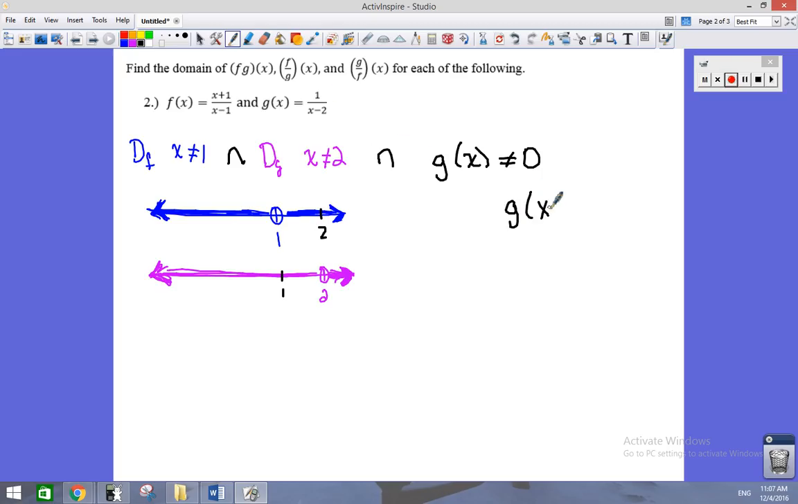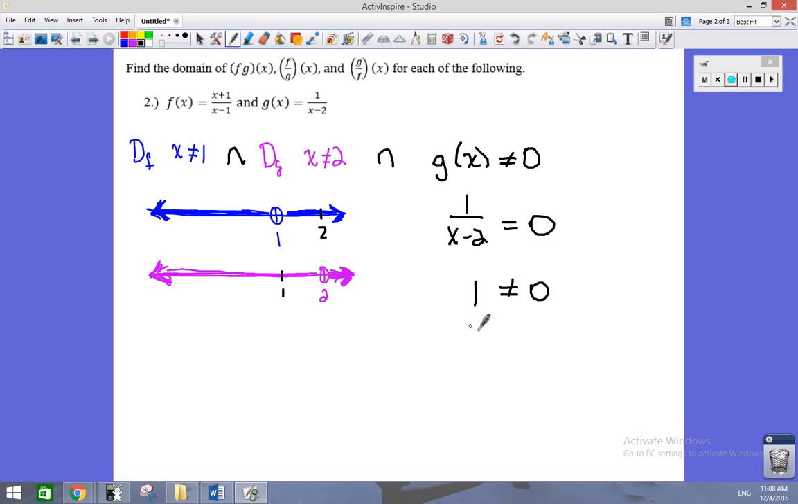If g of x were allowed to equal 0, let's replace g with what it equals, 1 over x minus 2. If this fraction reduces to 0, it's because of the numerator. A denominator can never equal 0. So does this equation have a solution? Is this numerator of 1 ever going to equal 0? No. It's never going to equal 0.